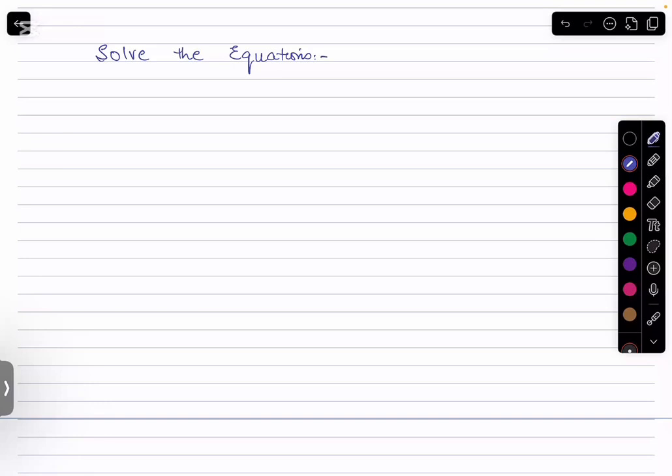Like equation solve करने का मतलब ये है कि if you have an equation which is, let's say, 3 to the power of 2x squared, which is equals to 3 to the power 9x plus 5, right? Now I need to solve the equation. Solve करने का मतलब ये है कि मुझे इसको x की value find करनी है.